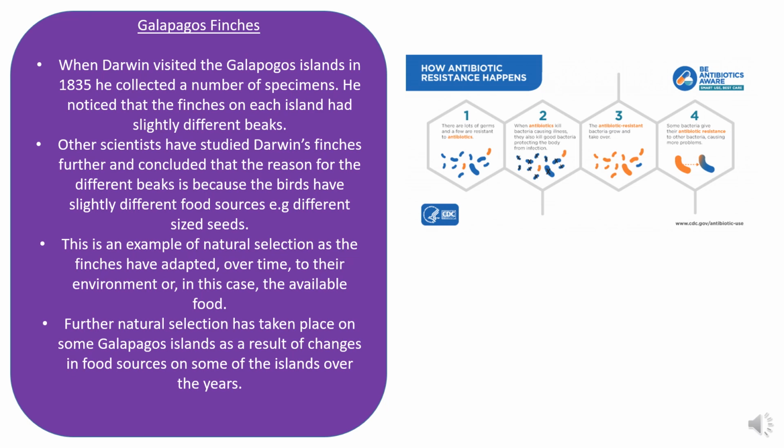And the reason that's an example of natural selection is because over time the finches on each island, for example if they only had access to big seeds, then the finches with the bigger beaks would be able to survive, and they would pass on the allele for bigger beaks to their offspring, and so on and so on. And then there are other examples of natural selection that have taken place on the Galapagos Islands since then, due to a change in the food source or the availability of the food that specific finches eat.